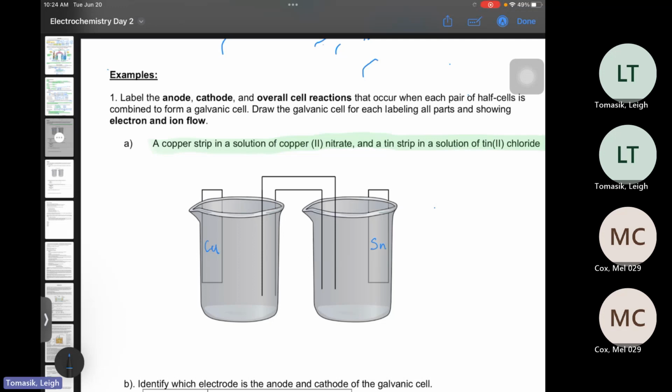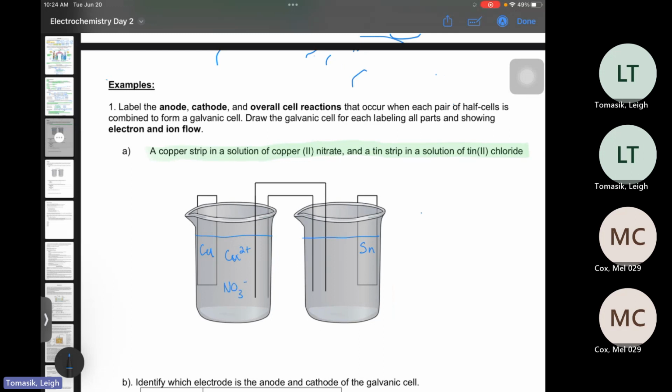The copper is in a solution of copper 2 nitrate, so that means it has copper 2 plus ions and NO3 minus ions in it. The tin strip is in a solution of tin 2 chloride, so it has tin 2 plus ions in it and it has chlorine in it. So when I connect these with a wire, what's going to happen?